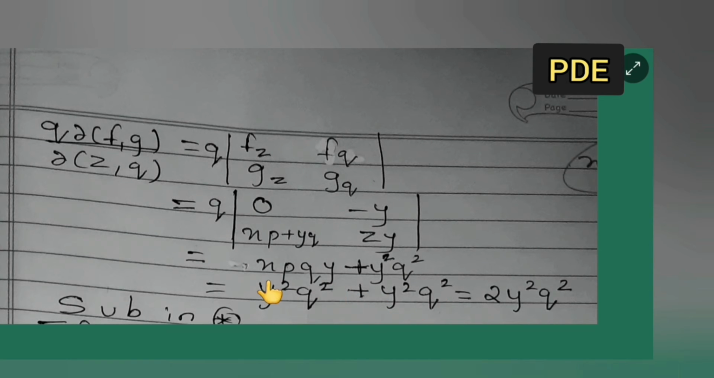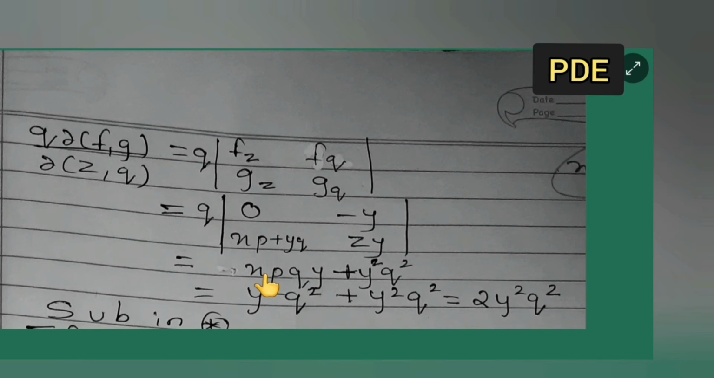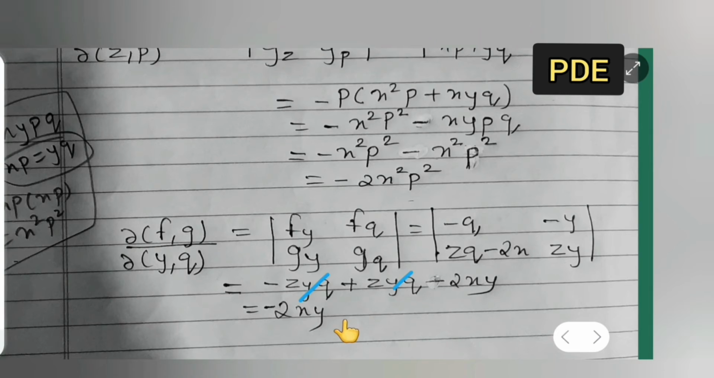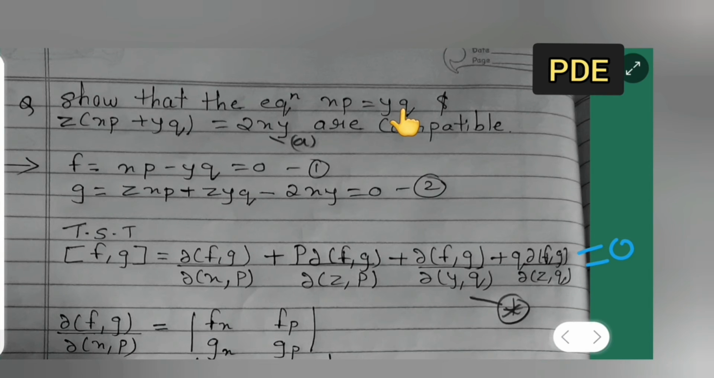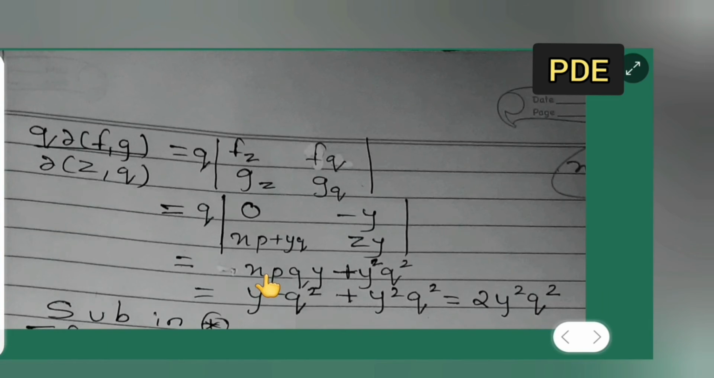Now what is your xp? xp is equal to yq. So in place of xp, what I am going to do is put yq. From this equation I got xp is equal to yq, so plug that value over here.